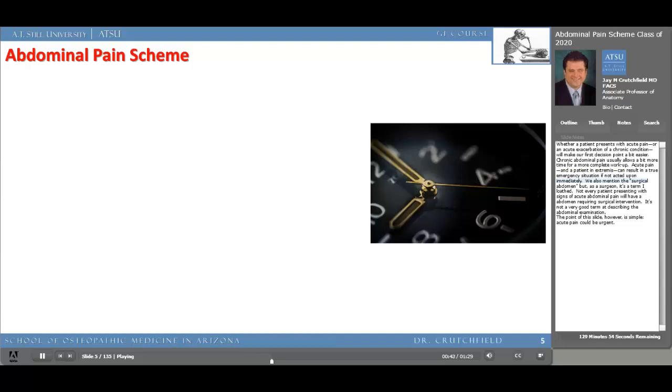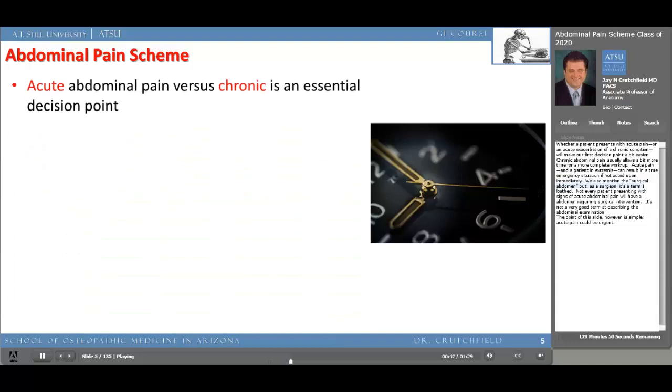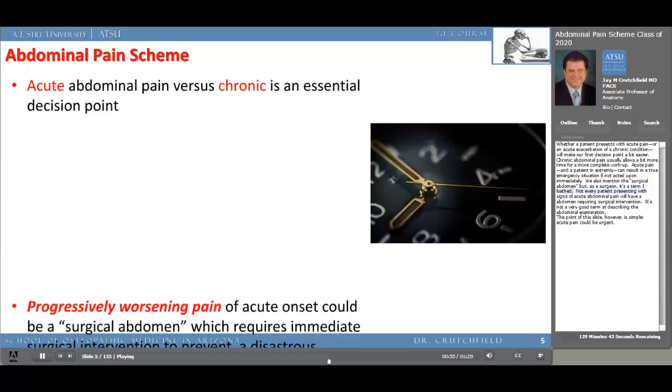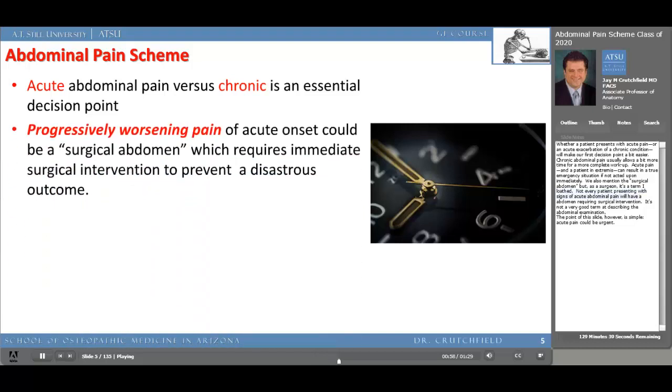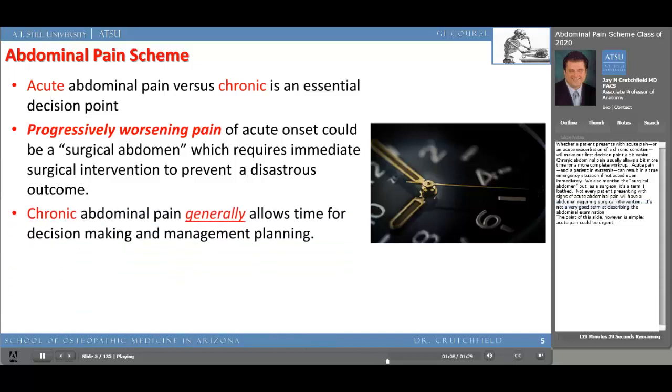If we look at some different presentations of abdominal pain, we do see that acute abdominal pain and chronic abdominal pain is an important decision point. Progressively worsening pain of an acute onset could also be the surgical abdomen, which may require immediate surgical intervention to prevent a disastrous outcome. Chronic abdominal pain generally, but not always, allows time for decision-making and management planning, an opportunity to order the appropriate imaging studies or blood studies.